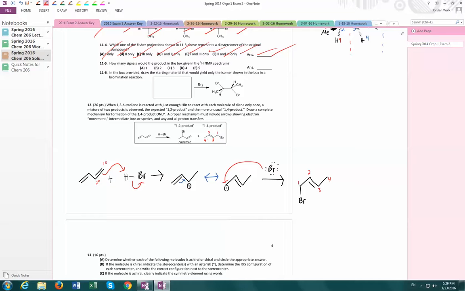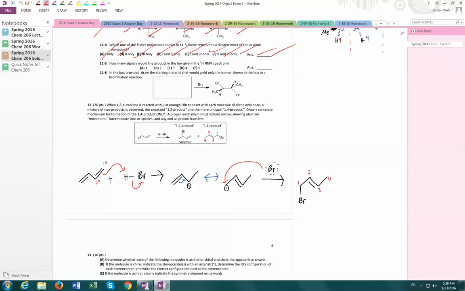But if I'm asking you to draw a mechanism, I could always ask you to show me a mechanism forming a minor product. And that's what they've done on this exam here. Even though this isn't the major product that forms, it does form, and so they ask you to propose a mechanism that would allow us to form it. So there's no real shift here, it's just the resonance. Does it say there's going to be a shift? No.